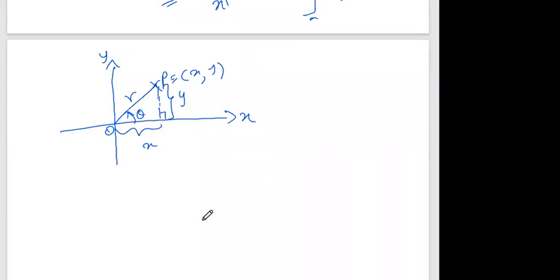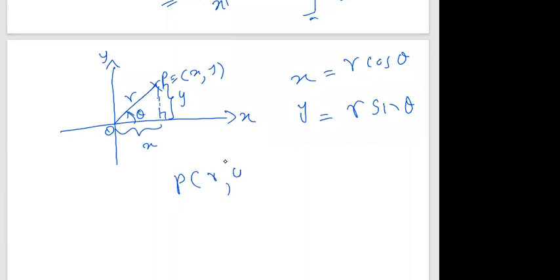So how do you express x in terms of r and theta? x is equal to what? Because this is a rectangle, x is r cosine theta. The x coordinate is r cosine theta, and y is r sine theta. So then you can express this point P in terms of these two parameter values, r and theta.